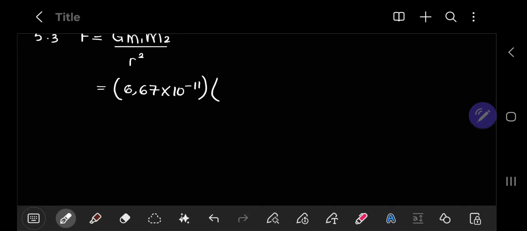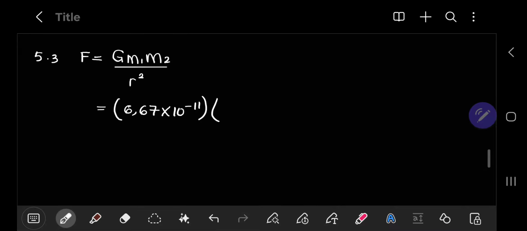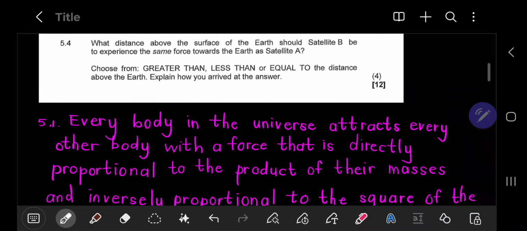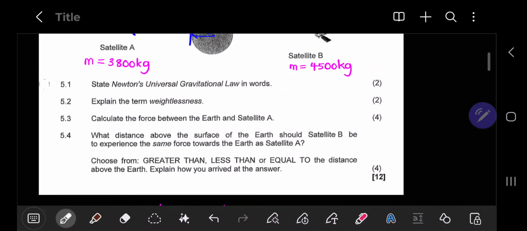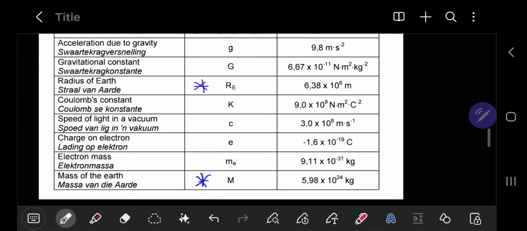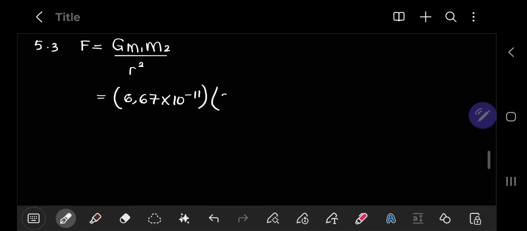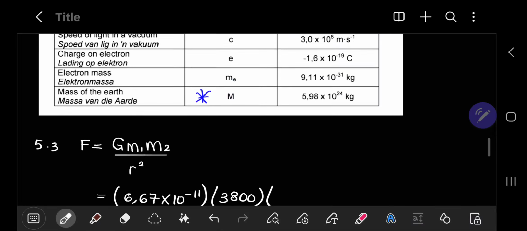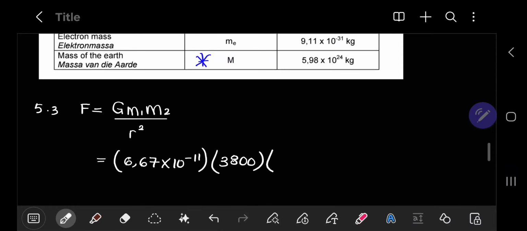I am going to take the mass m1 as the mass of satellite A. So if I refer back to the question, satellite A was given as 3,800 kg. I'll take m2 as the mass of the Earth, which is from our formula sheet, 5.98 times 10 to the power 24.